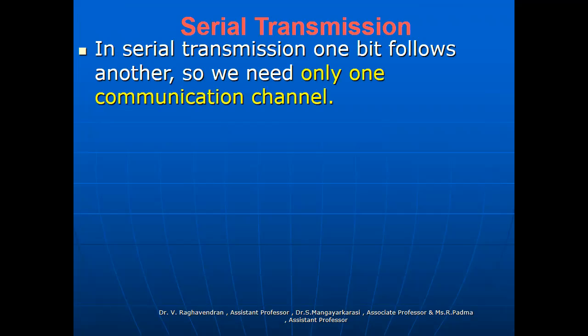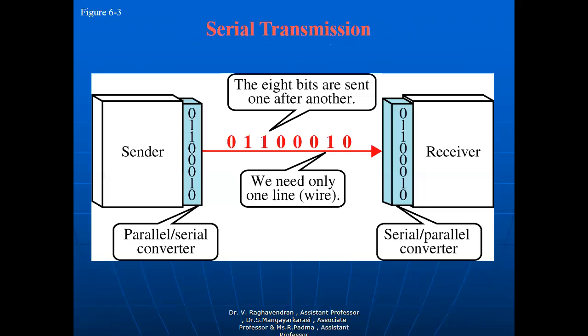So what is the difference between parallel and serial? In parallel mode, all 8, or any number of bits, are transmitted at a single time. For example, with 8 bits, all 8 bits are transmitted simultaneously. But in serial communication, all 8 bits are transmitted in sequence, that means one by one. This is an example of serial transmission.